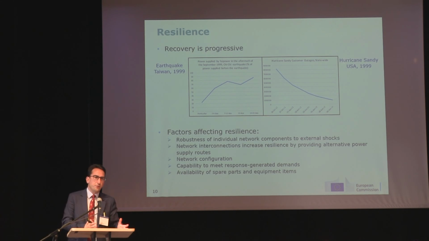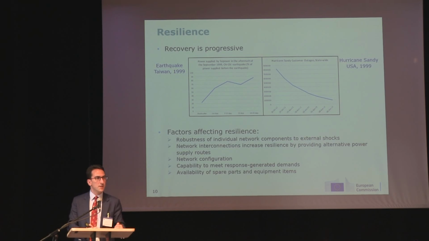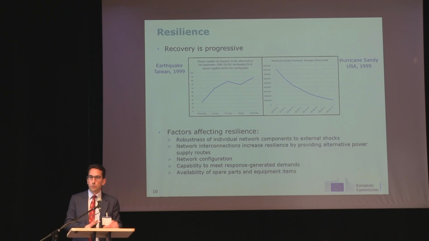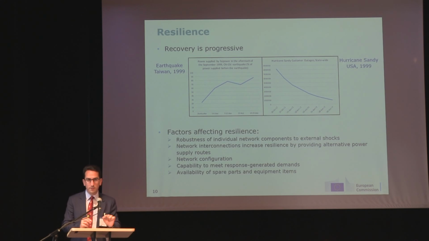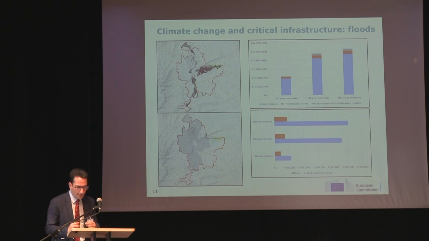We confirmed a few obvious findings, such as that appropriate network configurations tend to increase resiliency and that they increase robustness. We saw that network interconnections seem to be more resilient than radial networks. But we also identified a few relatively counterintuitive aspects, one of which was that the capability to meet response-generated demands seems to be critical to the resiliency of the power grid.